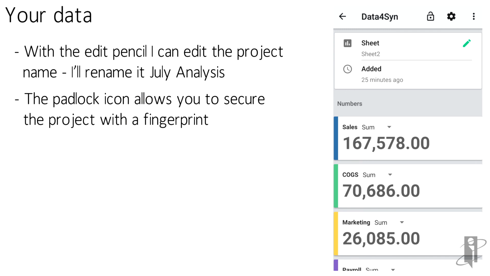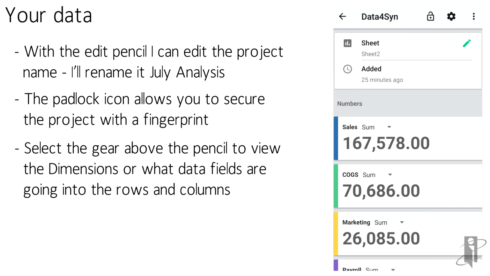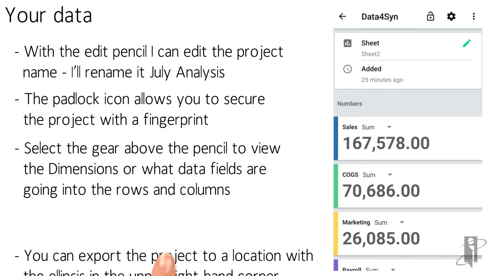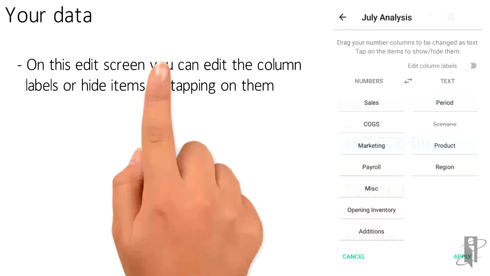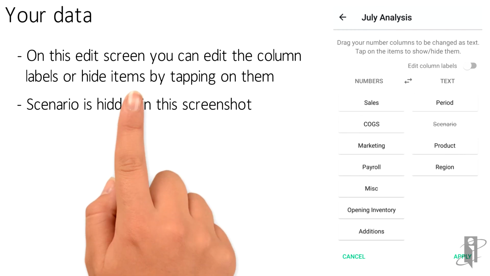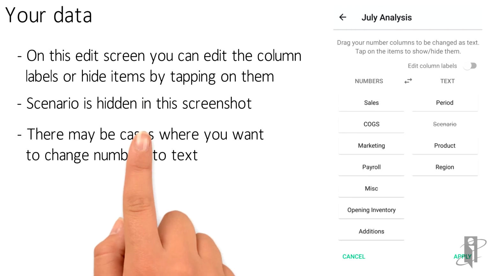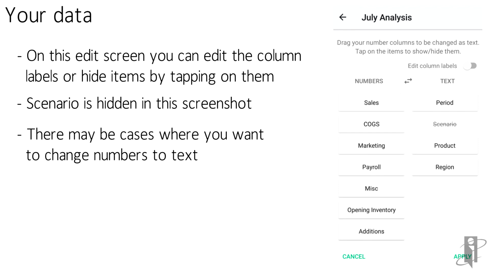I can secure the project with a fingerprint by selecting the padlock icon. Selecting the gear icon allows me to see the dimensionality, what goes into the rows and columns. Select the ellipsis to export the project to a location. Clicking through on the gear icon will get you to this dimension view. Here you can show or hide items in the rows and columns.